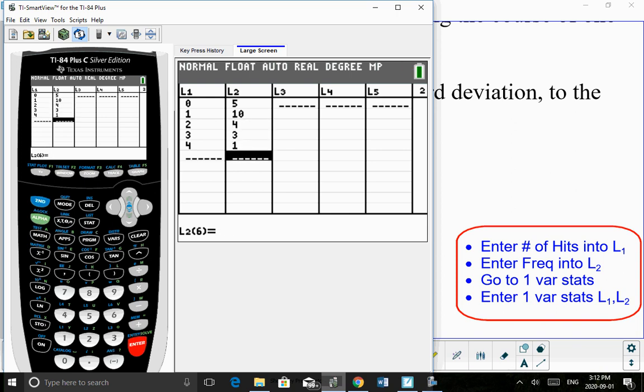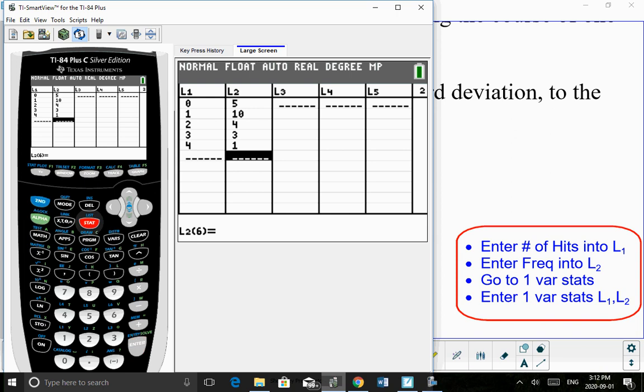Now the calculator reads this as 5 zeros, 10 ones, 4 twos, 3 threes, and 1 four. So what you could have done is just use list 1 and go 0, 0, 0, 0, 0, 1, 1, 1, and so on, through the 2s and 3s, and 4. You could have done everything in list 1, but this is a faster way. By using list 2, it allows us to get through this information quicker.